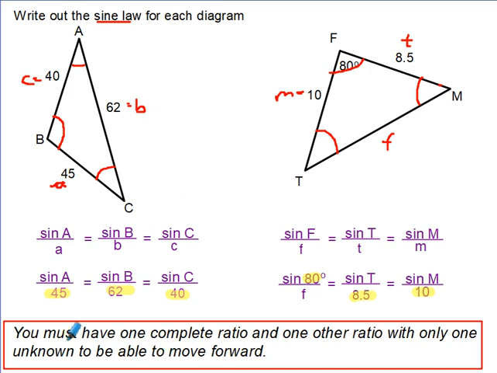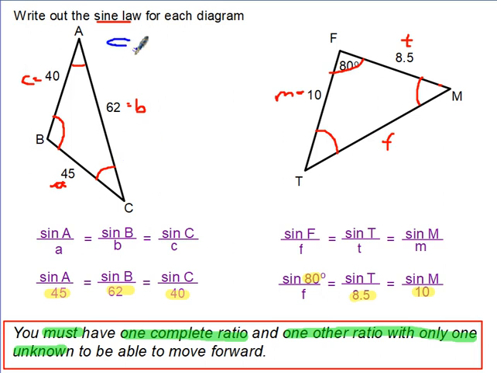And it says here in a big red box: you must have one complete ratio and one other ratio with only one unknown to be able to move forward with the sine law. These are two extremely specific situations where the sine law does not work because there are no matching ratios here. We don't have an angle A and a side A, so none of these will be complete.